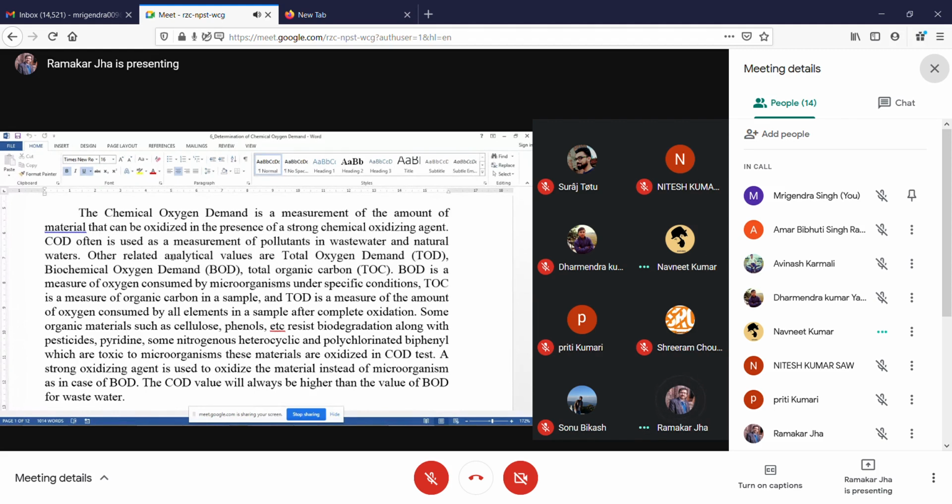Right? Now, BOD is a measure of oxygen consumed by microorganisms. Conditions we have already seen. TOC is a measure of organic carbon in a sample, and TOD is a measure of the amount of oxygen consumed by all elements in the sample after complete oxidation. Three things: TOD, BOD, TOC, in addition to COD. But here we are talking only about COD.